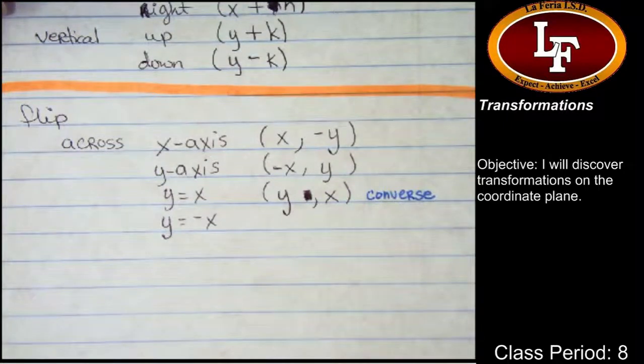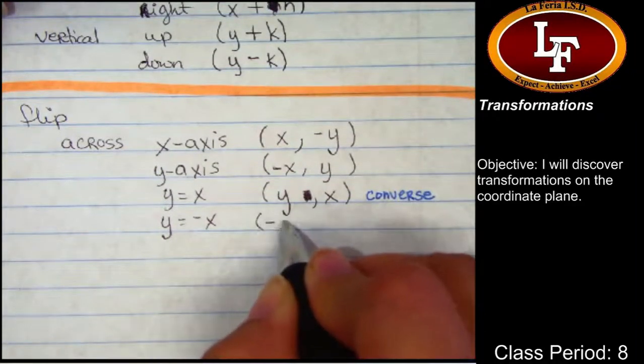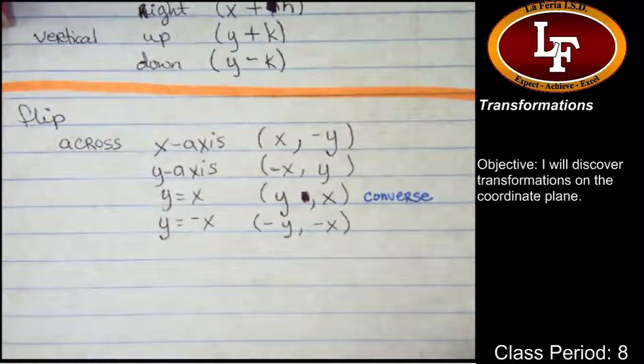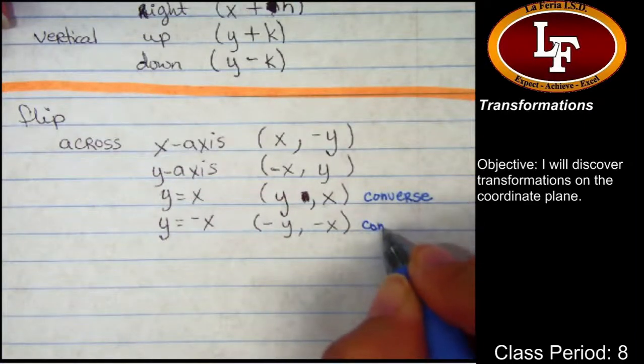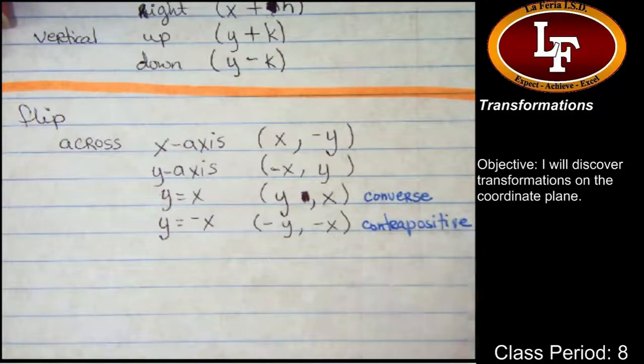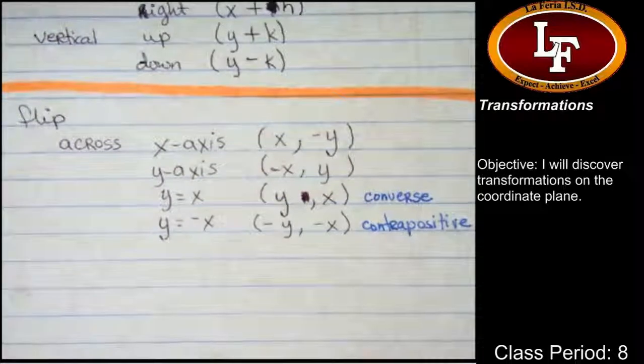If you're reflecting across the y equals negative x line, you are going to flip the x and the y and change the sign. This is going to feel a lot like when you did the contrapositive, when you flipped and negated. What's that word, the big one in blue? Yeah, it's contrapositive.